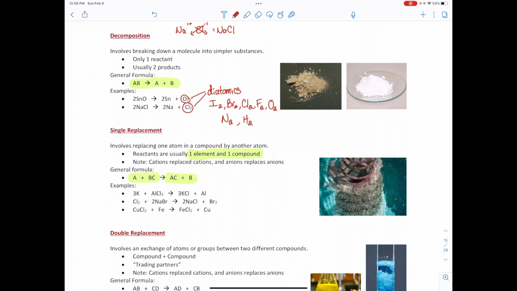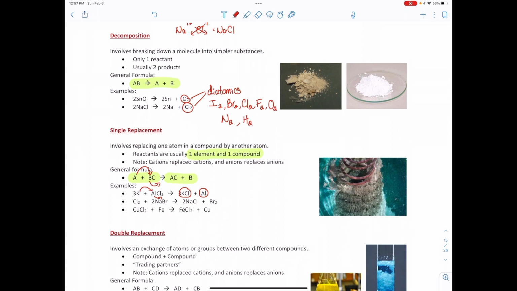If I take a look at this example here, A is going to go in and replace cation B, and that's why this is called a single replacement, because an element is replacing a single element of a compound. If I take a look at the examples, I have potassium metal. Potassium metal is going to go in and kick out or replace the aluminum atoms. So I have potassium chloride as the new compound, and then aluminum metal, the element that got kicked out.